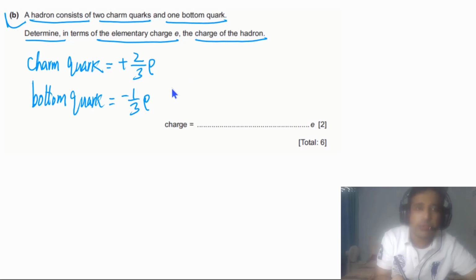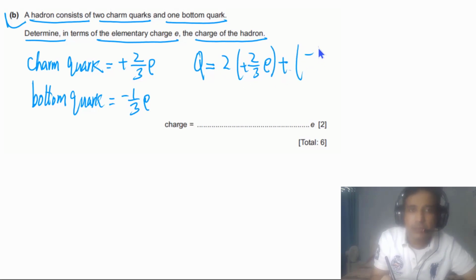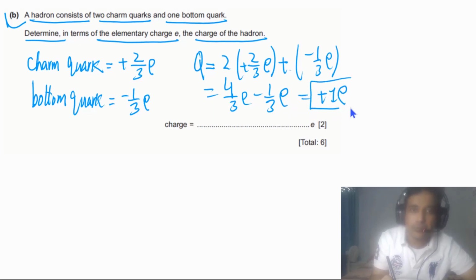Now we need to determine the charge on the hadron, so we can say Q, the total charge on the hadron, has to be equal to 2 times the charge on 1 charm quark plus the charge on 1 bottom quark. Now if we multiply, we will get 4 by 3e minus 1 over 3e, and if we solve this, we will get plus 1e. So if you have proved this, you will get 2 marks, and this question has 2 marks.